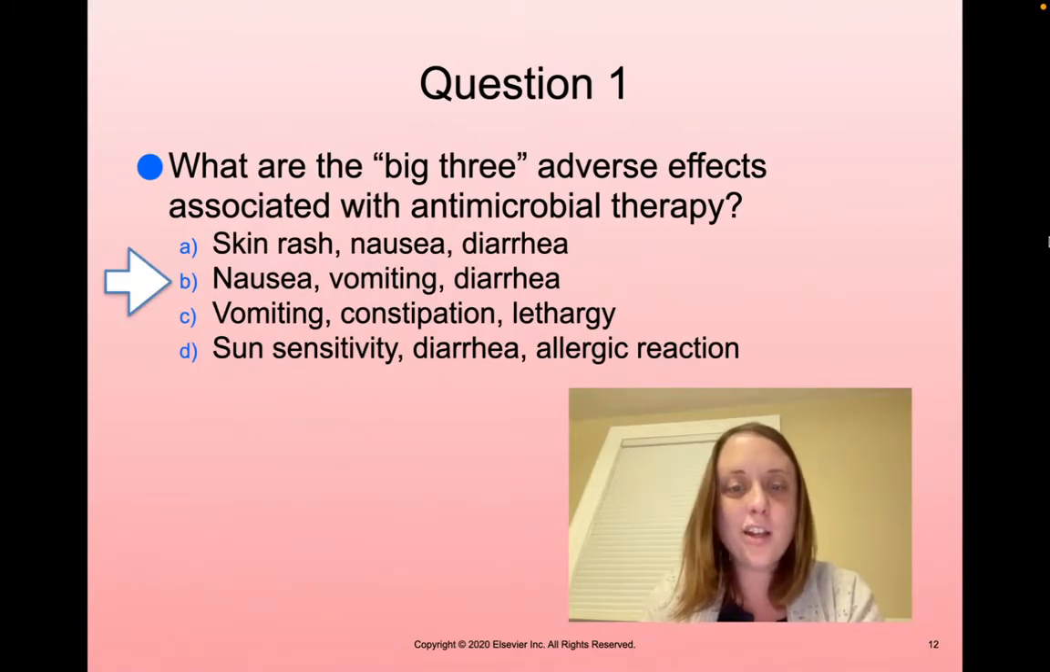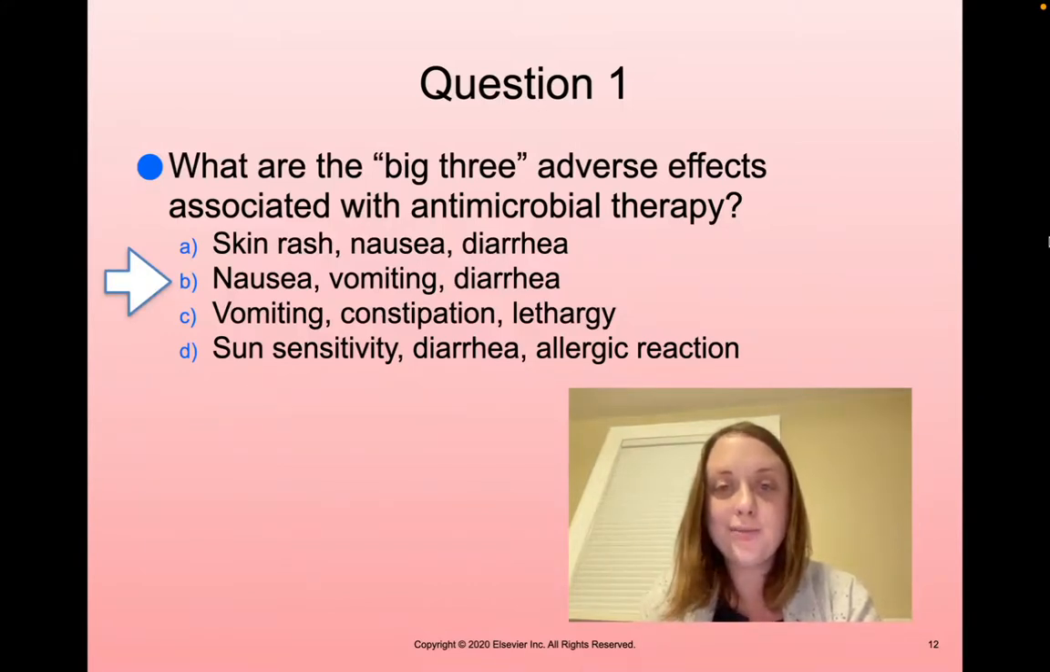Okay, let's check our knowledge. What are the big three adverse effects associated with antimicrobial therapy? A, skin rash, nausea, or diarrhea. B, nausea, vomiting, and diarrhea. C, vomiting, constipation, and lethargy. Or D, sun sensitivity, diarrhea, and allergic reaction.